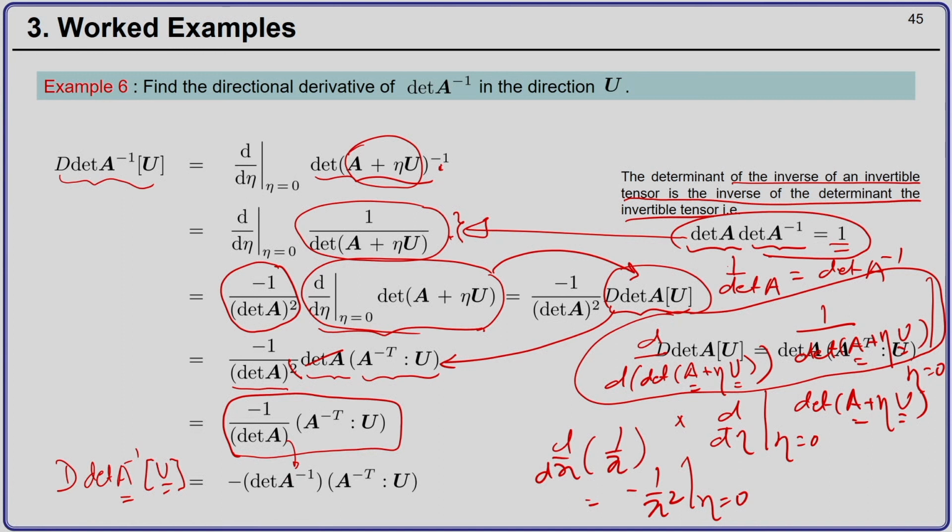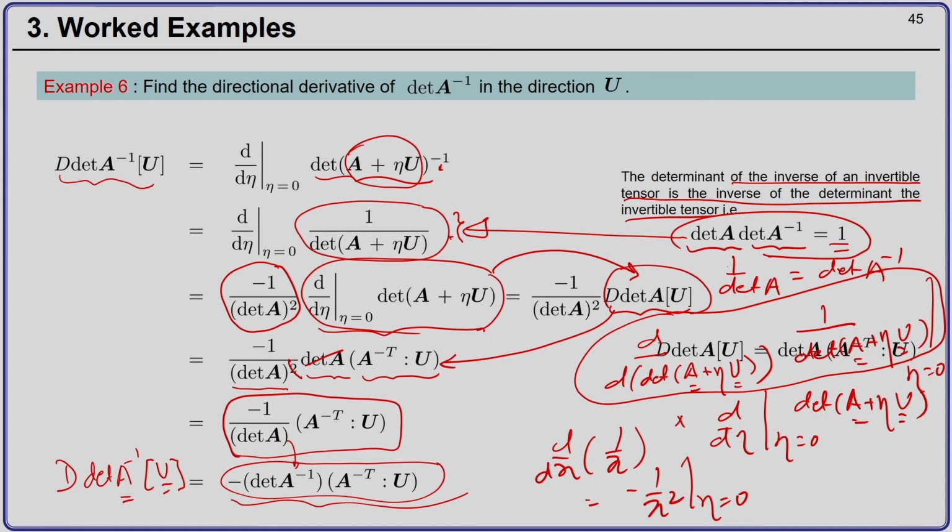So, this is the change in the value of determinant of inverse of the tensor when the tensor itself gets incremented by u. So, when A gets incremented by u, that it becomes A plus u, then the change in determinant of A inverse will be given by this quantity over here.